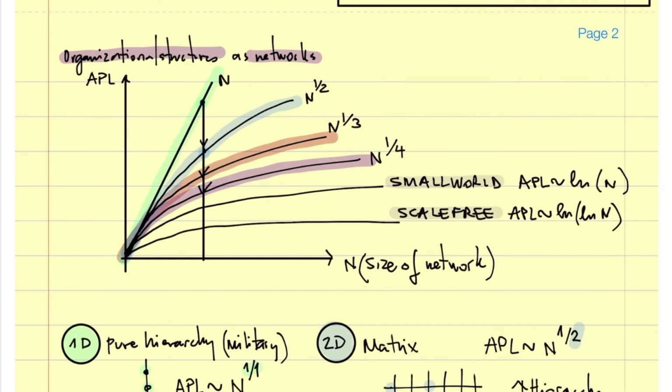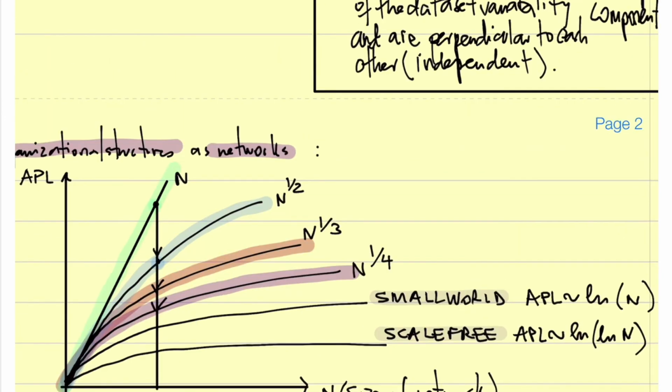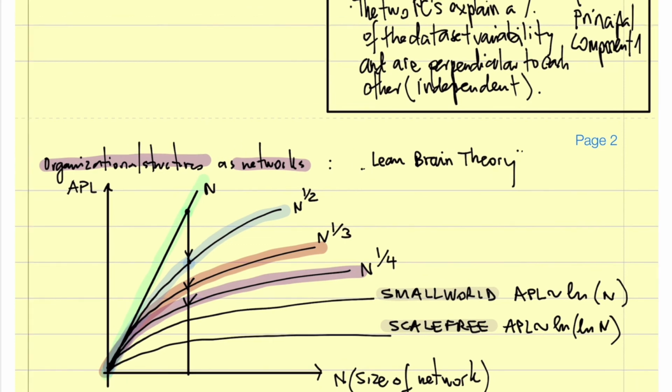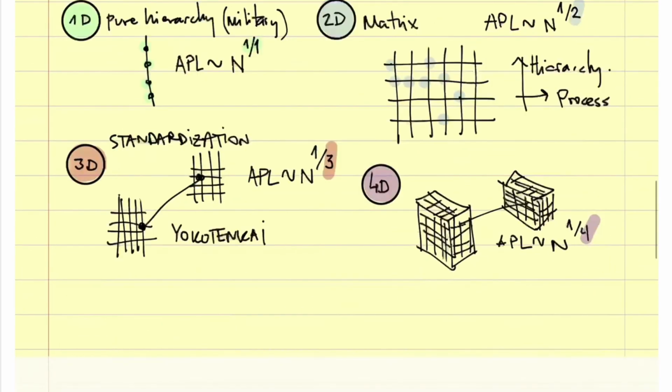So this is a very interesting issue, in my opinion. You can look for it in my list of publications. You can look for the lean brain theory. There is a book in the bibliothèque you can get. The lean brain theory, and you can read more about this. Okay, super interesting if you like strategic organizational design.